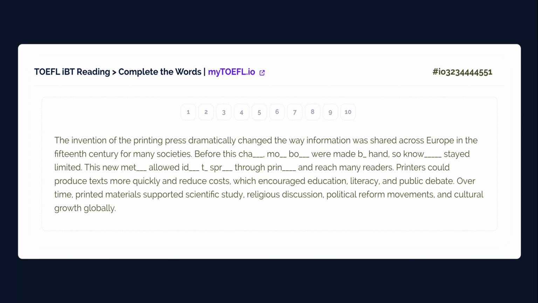By the end of this session, you will feel much more confident in tracking the main ideas and choosing the right words to complete any passage. Let's jump right in and master these skills together.